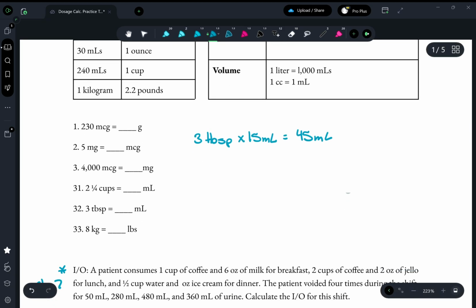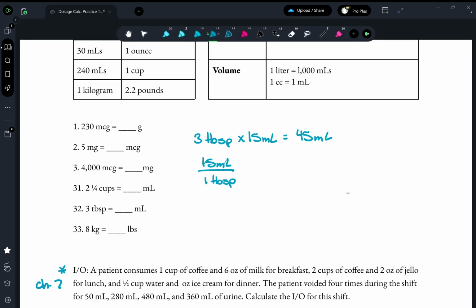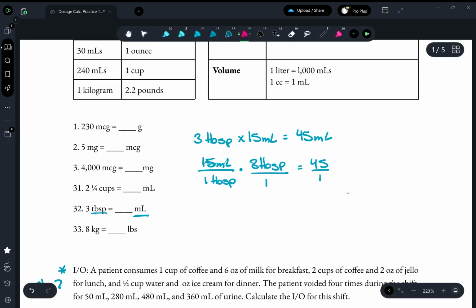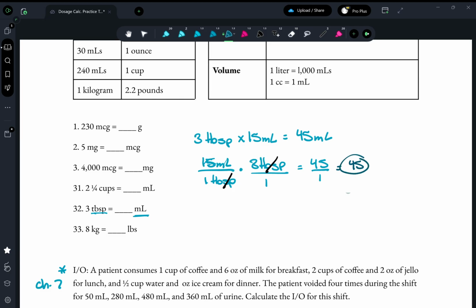Or, again, how the book will show you to do it is, in this case, pretty much the same thing. We have 15 mLs per 1 tablespoon, because the top number is what we want to get by the end. So this question is asking how many mLs we get. So our goal is on top, and then what we have, our tablespoons, is on the bottom. Then, because we want to cancel them out, you cross multiply. So tablespoon is on the bottom. Now we're going to put what we have on the top. Tablespoons over 1. And then same thing, it would be 45 divided by 1, because we have our tablespoons canceled out, which is just the same as 45. Well done.